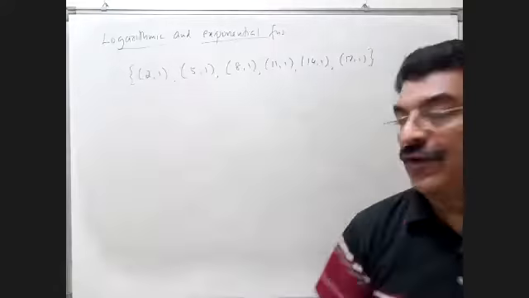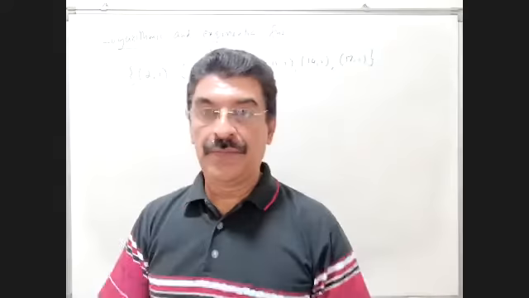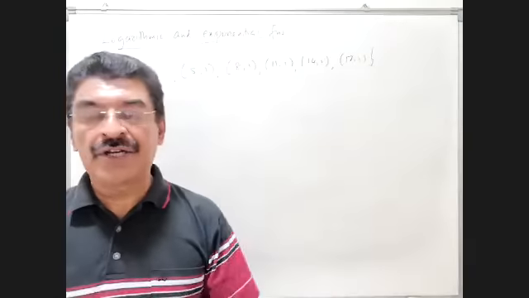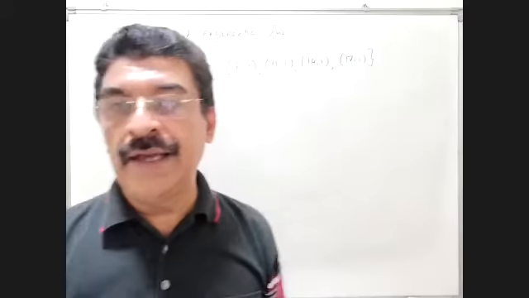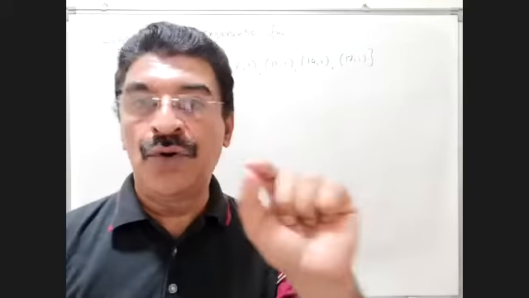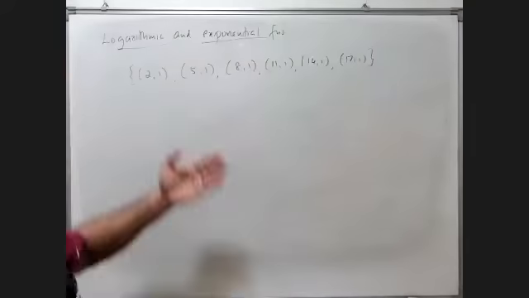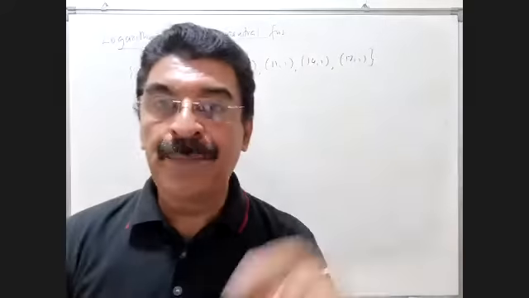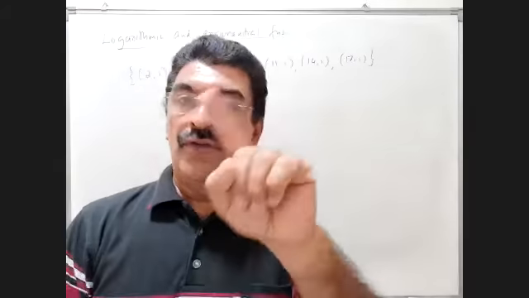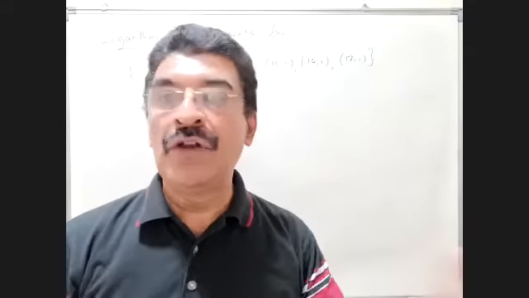If the function is given in roster form, to check whether it is a function, we know that the definition of a function is: for all x there is one and only one image. For that, we check whether x elements are repeated. If x elements are repeated, that means for the same x value we have more than one image, so it will not be a function.